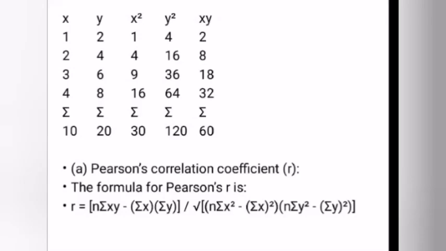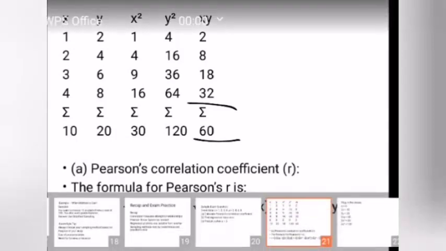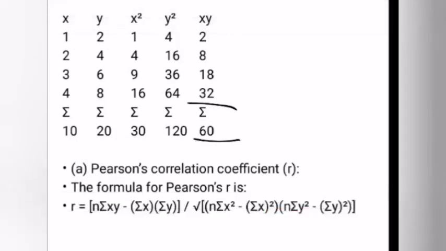Then you find x times y: 1 times 2 is 2, 2 times 4 is 8, 3 times 6 is 18, 4 times 8 is 32. So you add up your values. Adding up your values, you write it under. You can just decide to write it like this and remove this, then you write it over sigma.